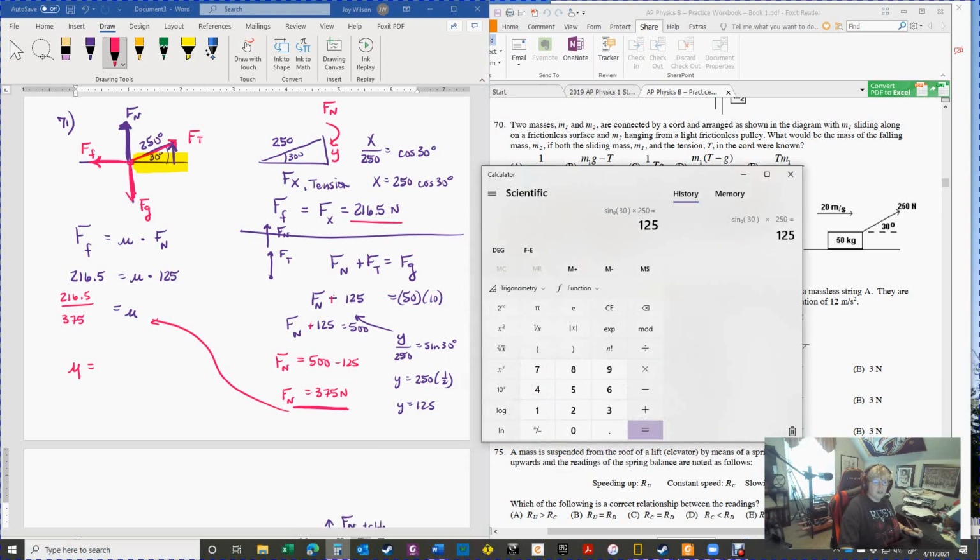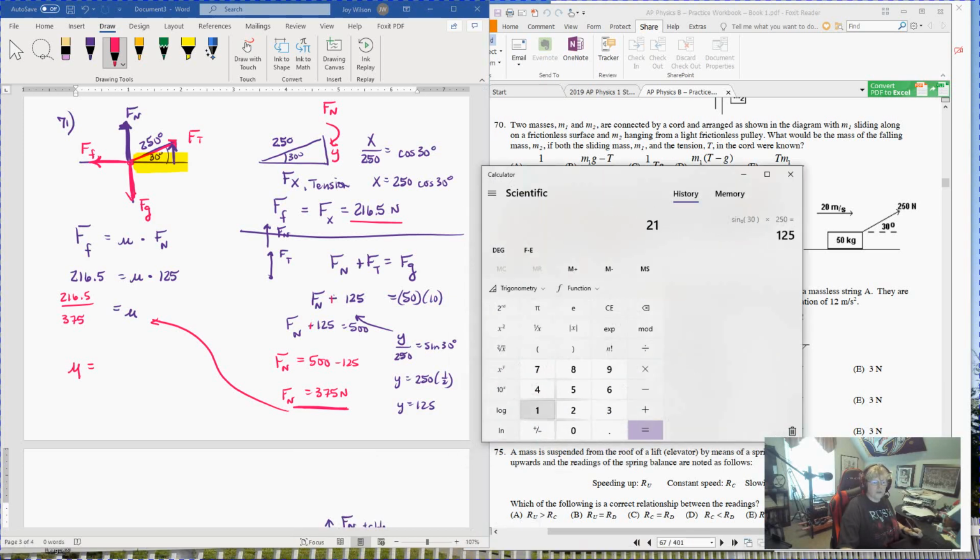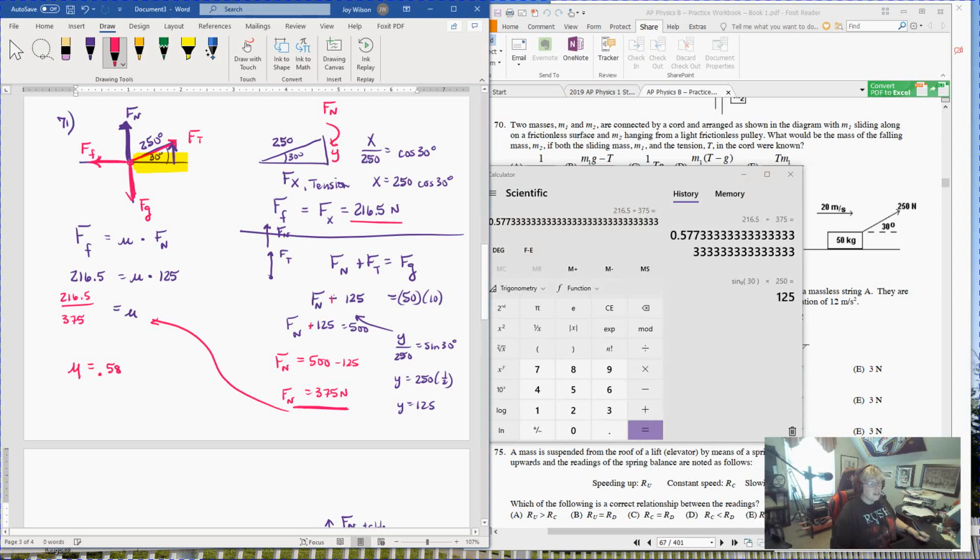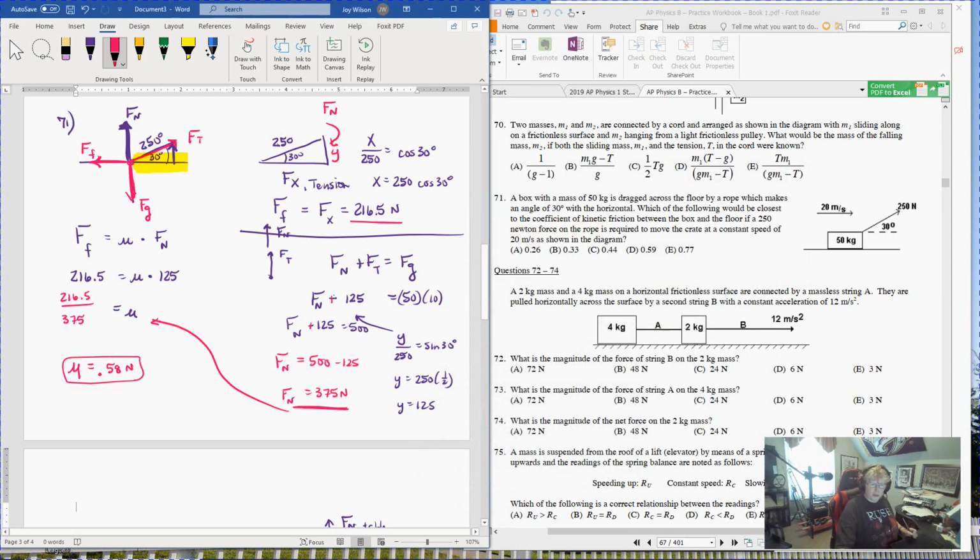So the one that is closest to that, 216.5 divided by 375 is 0.58, is what I get. And they have a choice of 0.5. So D is the correct answer.